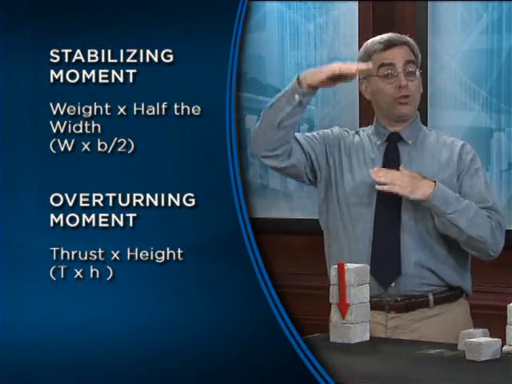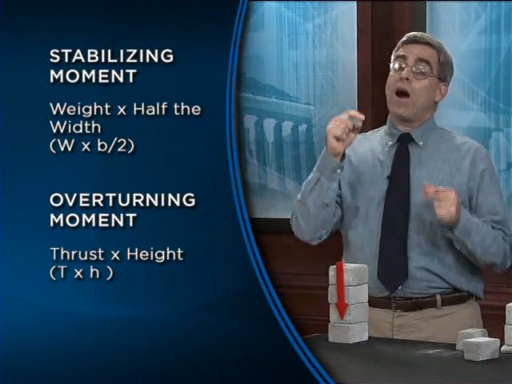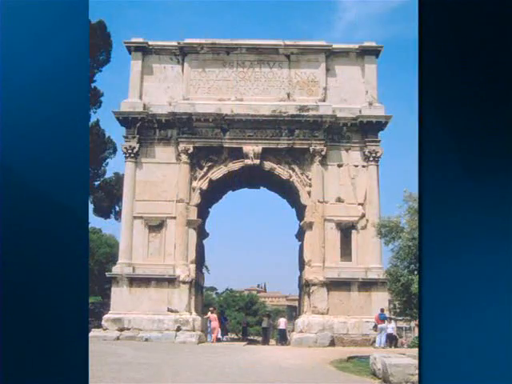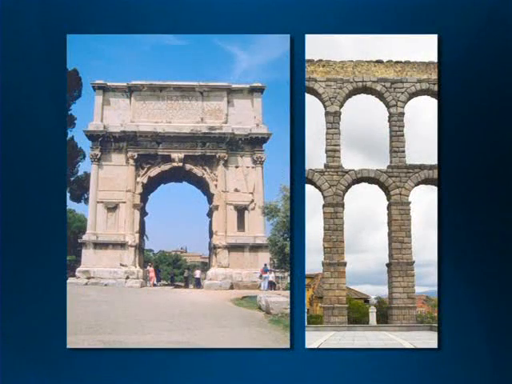We can either make the column shorter, or we can make the column heavier, or we can make the column wider. And amazingly, the Arch of Titus exhibits every one of these characteristics. The piers are wide, they are heavy, and they're relatively short, at least in comparison with those incredibly tall, slender columns in the Segovia Aqueduct.